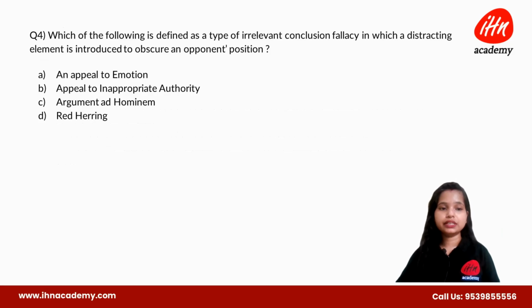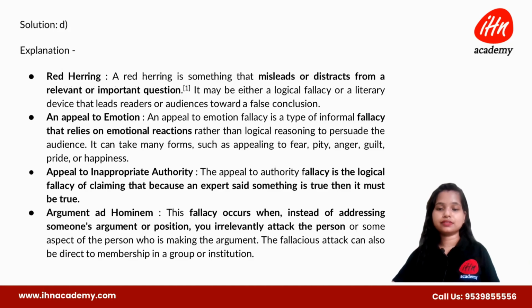Informal fallacy के 4 options हैं. An appeal to emotion, appeal to inappropriate authority, argument ad hominem, and red herring. So in which fallacy do we try to distract the person? Distracting is there in the question. Distracting, the term. उसी term से आप अपने answer को खोज सकते, right? So we have done the fallacy of distraction, which is red herring. Option number D will be your answer.